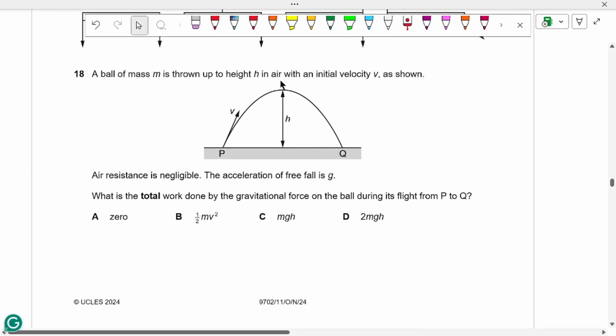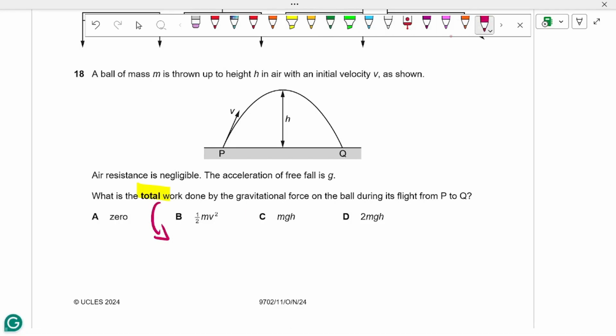18. A ball of mass m is thrown up to height h in air. You take a ball, you throw it up, as shown. Air resistance is negligible. Acceleration of free fall is g. What is the total work done by the gravitational force on the ball during its flight? They underlined total. Why would they underline total work done? What is work done? You ask yourself a simple question. Is it you going to the gym, getting your biceps worked up and lifting those dumbbells? Well, that's not really what work done is in physics.